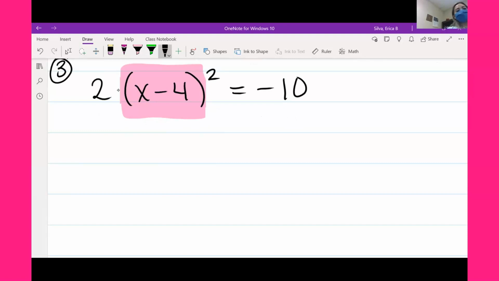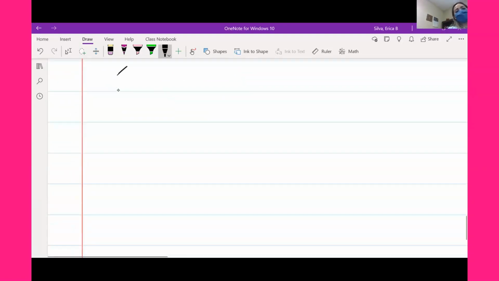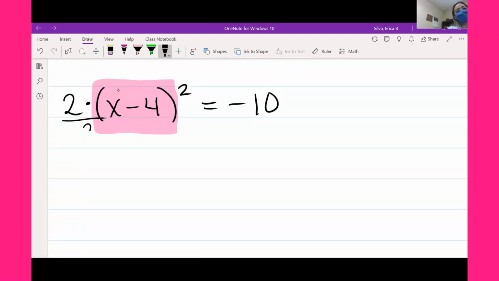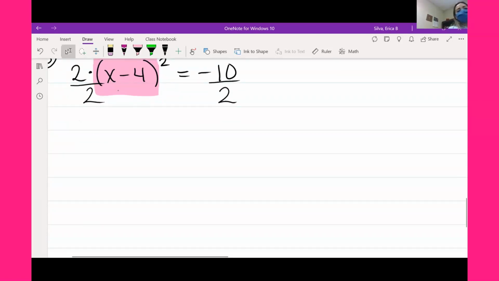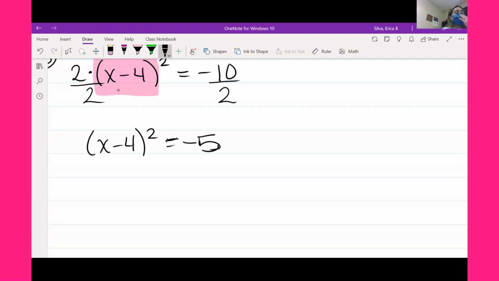The 2. How do we move that 2? Right now it's being multiplied, so what's the inverse? Right, we're going to divide it. So then we end up with x minus 4 squared equals -5. All right, so now that our squared is isolated, what do we have to do?